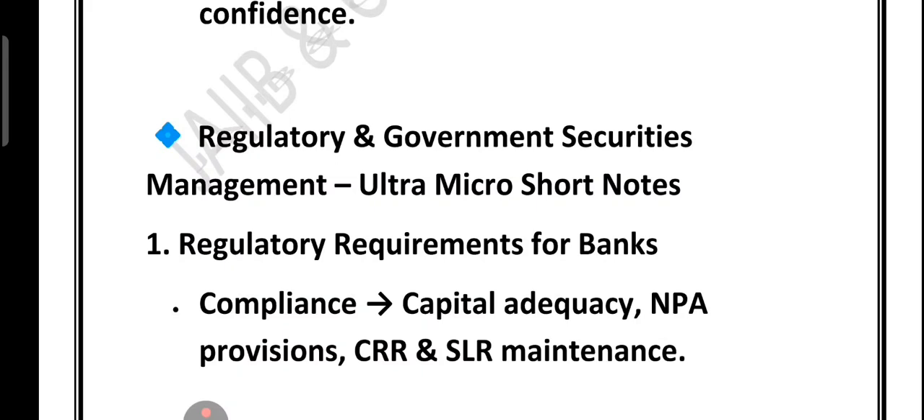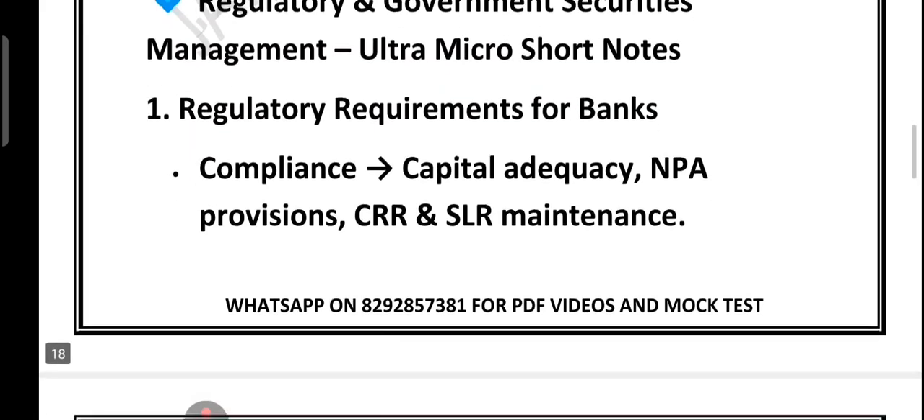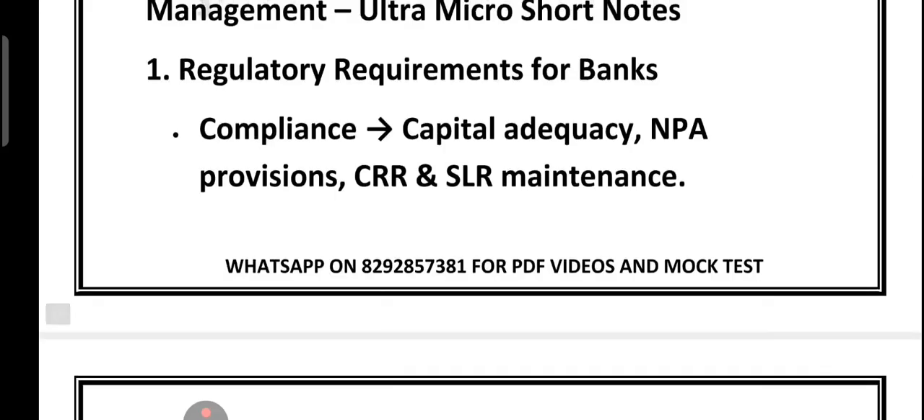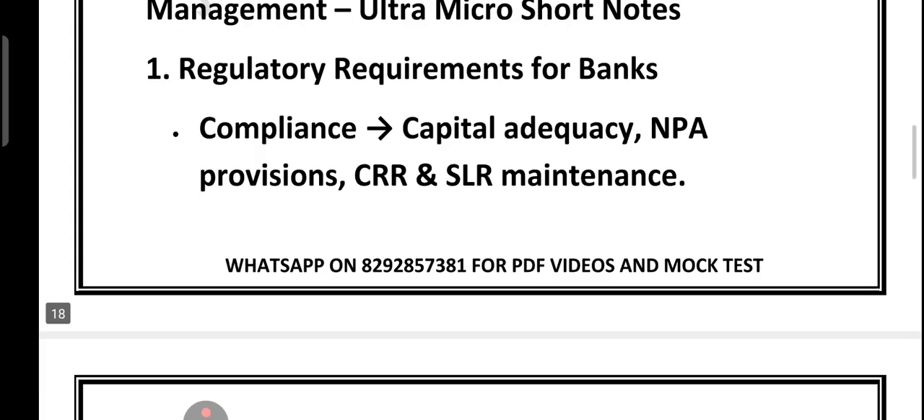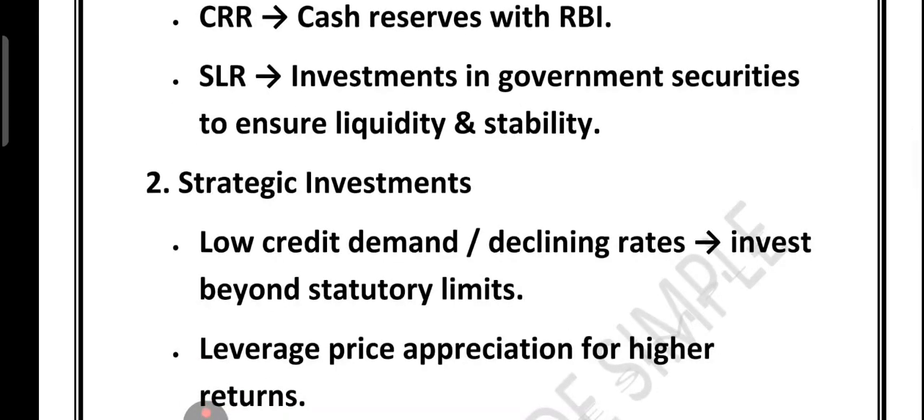Now, friends, we will cover regulatory requirements for banks and government securities management. Banks must follow strict rules to ensure financial stability and public trust. So compliance: banks must maintain capital adequacy, provision for NPA, meet the CRR SLR requirement. If you look at the CRR, it means what? A portion of the deposit is kept with the RBI to control the liquidity. That's called CRR, cash reserve ratio.